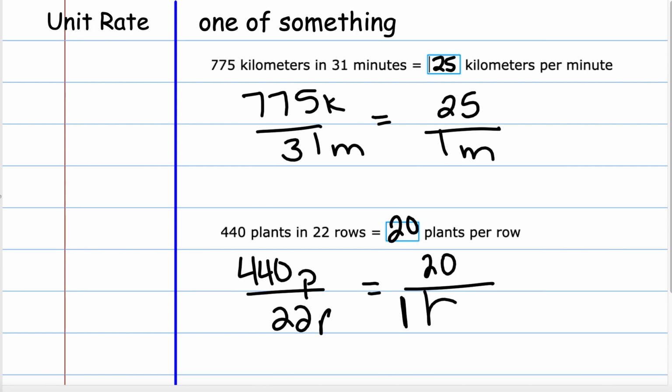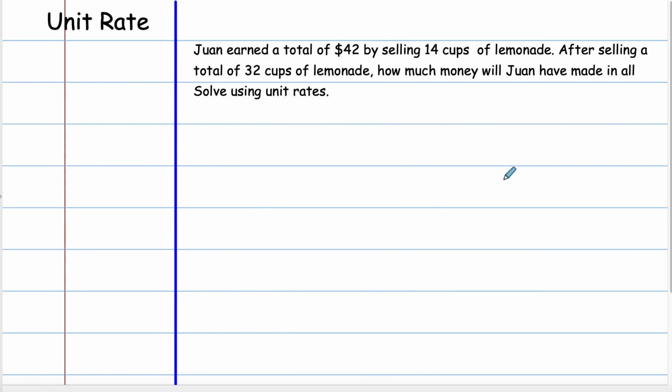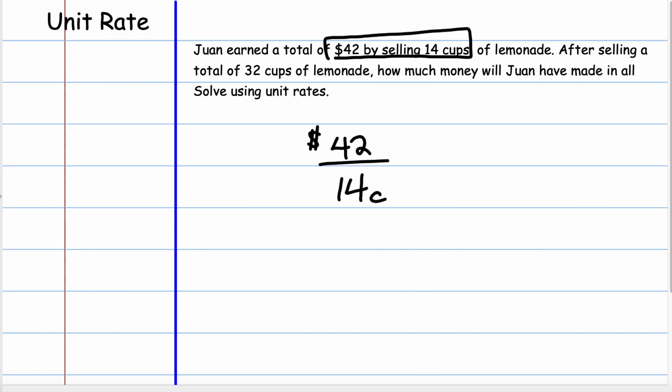All right, we're going to a little more difficult now. You're going to use that unit rate. Juan earned a total of $42 by selling 14 cups. So there's my comparison. There's my labels. $42 to sell 14 cups. Okay? After selling a total of 32 cups of lemonade, how much money will Juan have made in all? Solve by using unit rates, which means I first want to get this down to 1 cup.